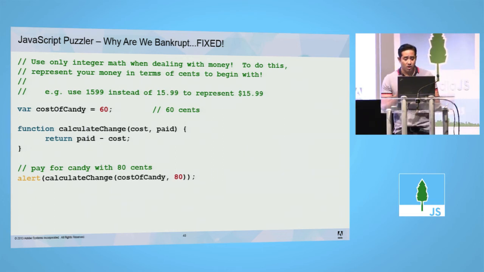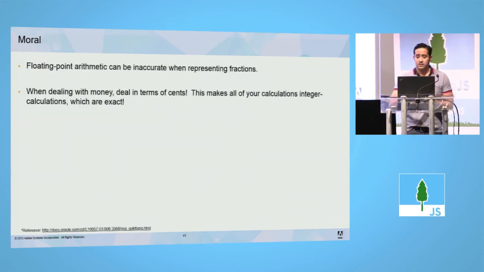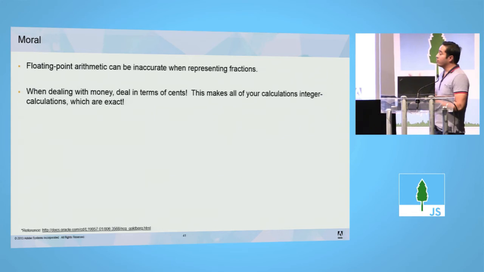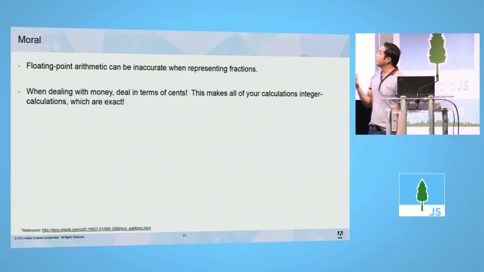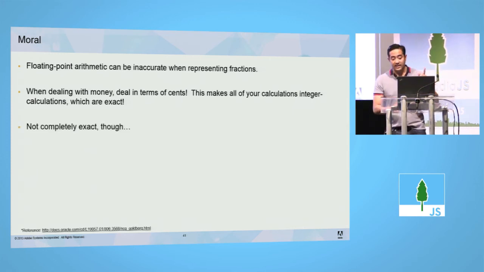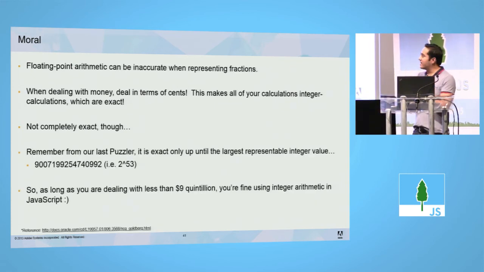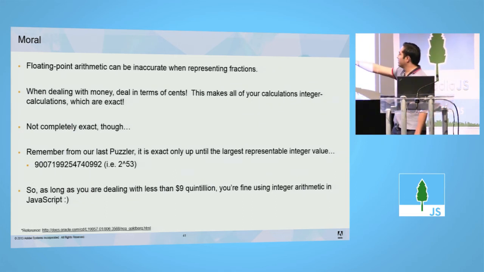So let me go to the moral here. Floating point arithmetic can be inaccurate when representing fractions, so when dealing with money, you deal in terms of cents. This makes all of your calculations integer calculations, which are exact. Not completely exact, though. Remember from our last puzzler, it is only exact up to about 2 to the 53. So as long as you're dealing with anything less than 9 quintillion, you're okay using integer arithmetic.